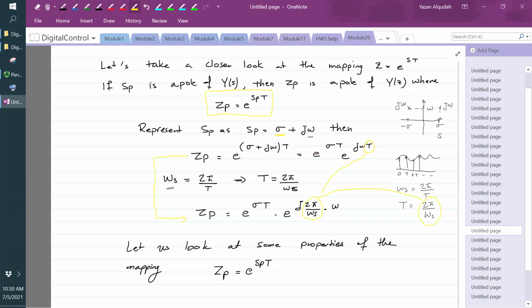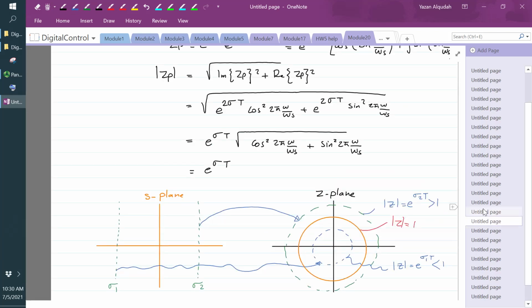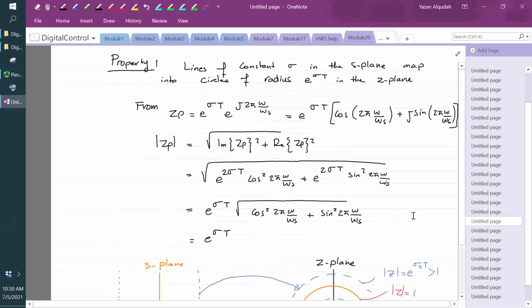So now let's look at some properties of this mapping. This is how a pole in the S domain is mapped into the Z domain. We're just going to use this expression to get some properties of this mapping. Okay, so the first property: if I have lines of constant sigma in the S-plane, these lines are going to map into circles of radius e^(sigma·T) in the Z-plane.